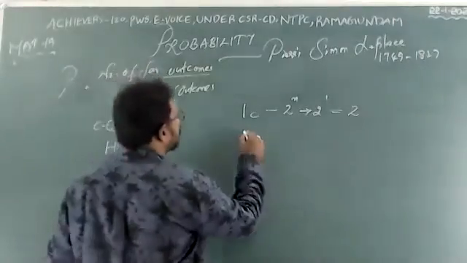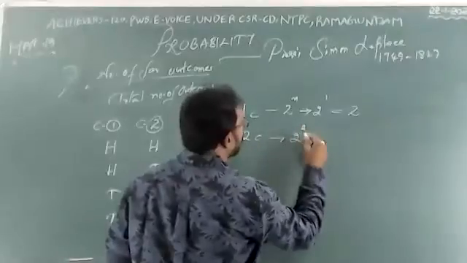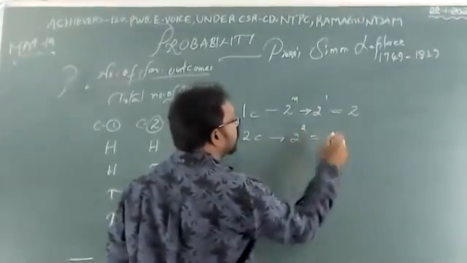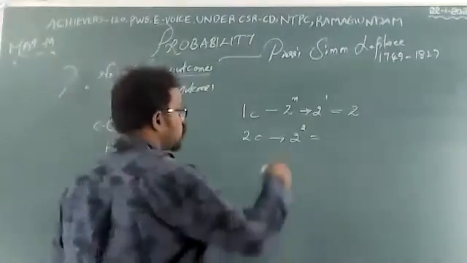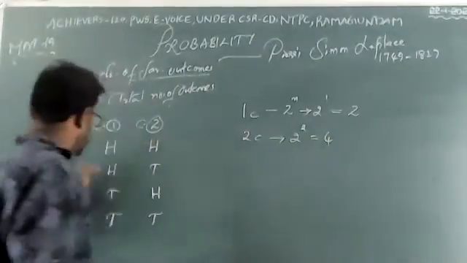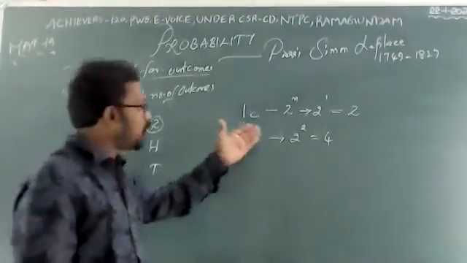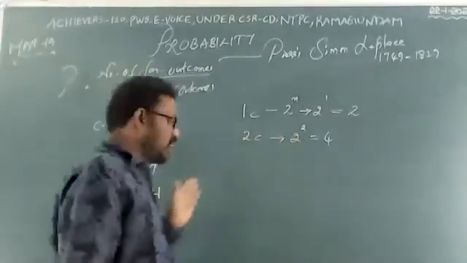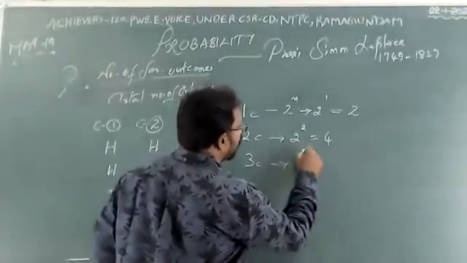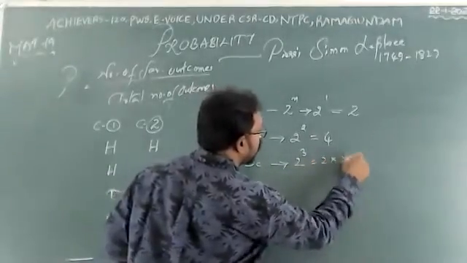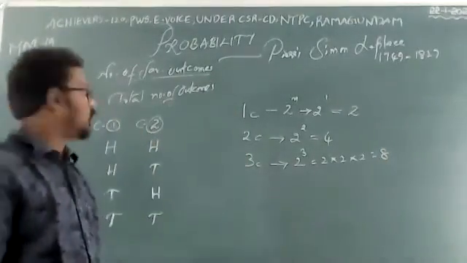Same like that, suppose 2 coins are there. What is the formula? 2 power n, where n is the number of coins, so 2 power 2. 2 squared is 4. So 4 chances. With the help of this formula, we can find it like this. Suppose 3 coins are there. 2 power 3 is nothing but 2 into 2 into 2, that is 8 chances.